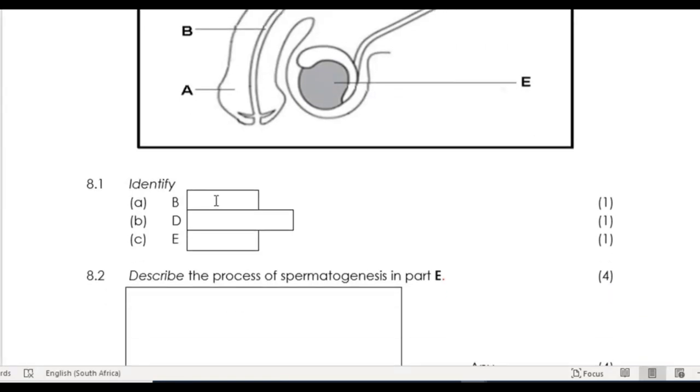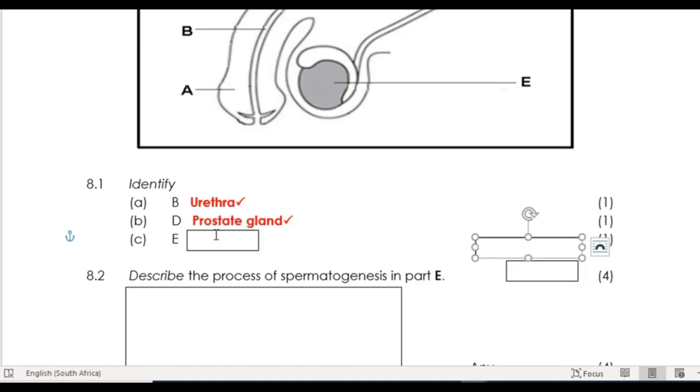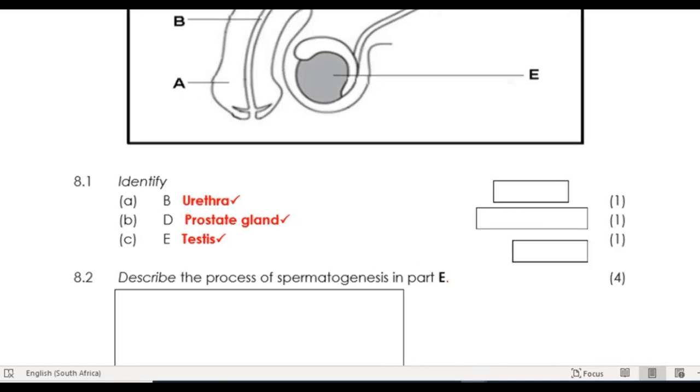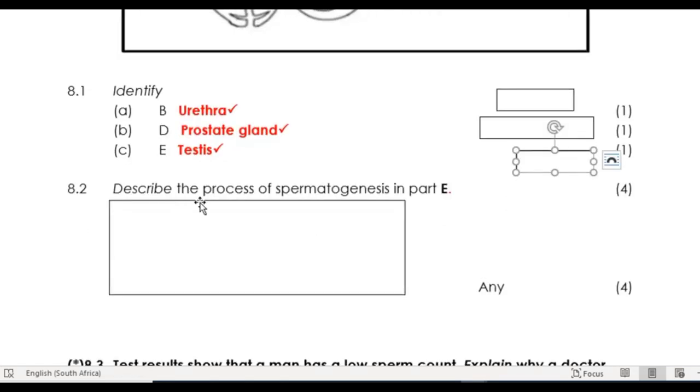So let's quickly go through it. Where it says identify B, D, and E: B, if you identify this correctly, would be your urethra. D, as I said, would be your prostate gland. And obviously E would be the testis. If you got that, give yourself 3 marks over there. Then it says, describe the process happening in E.